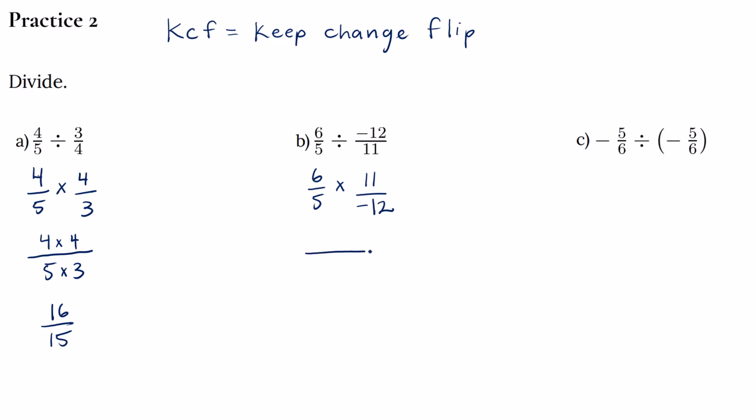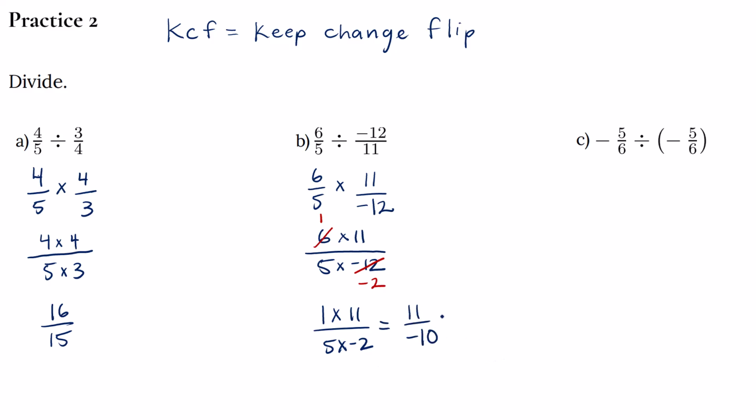So now we multiply across the top, 6 times 11, 5 times negative 12. Here I see that 6 and negative 12 have a common factor. So 6 divided by 6 is 1. Negative 12 divided by 6 is negative 2. Now we can rewrite 1 times 11, 5 times negative 2, and that comes out to 11 over negative 10.